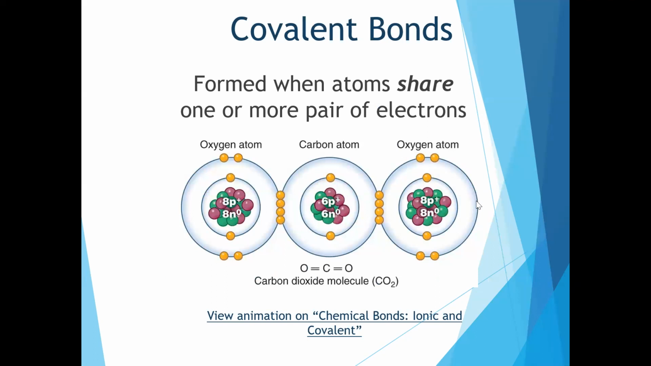All right, covalent bonds. Rather than transferring from one atom to another, the electrons are shared between atoms. They're a good bit stronger than ionic bonds, and that's why they're used for a lot of the body's processes and important compounds that it needs.